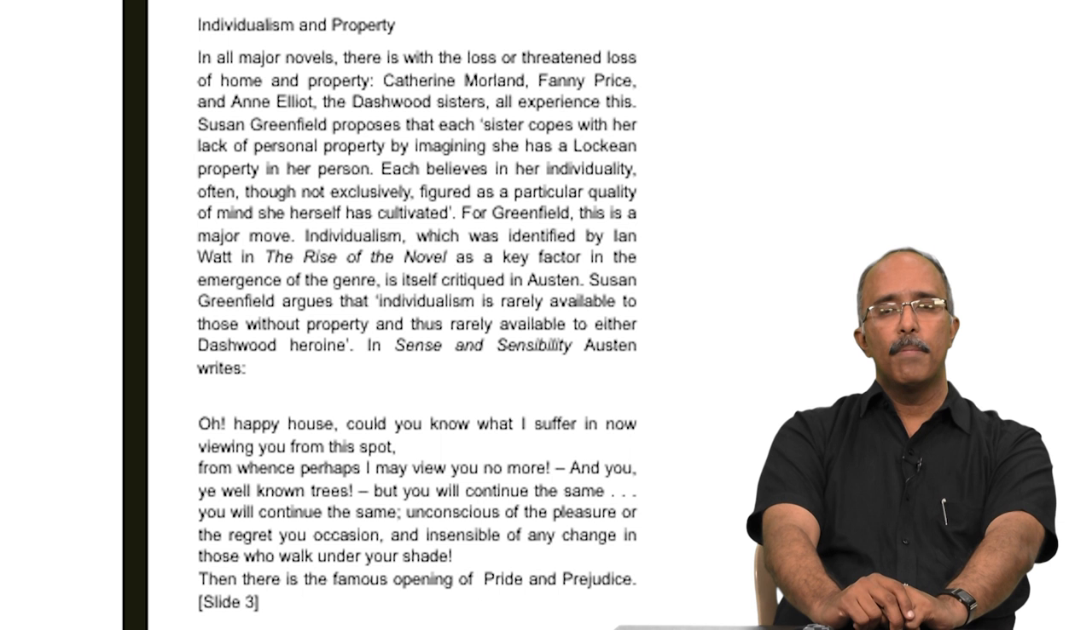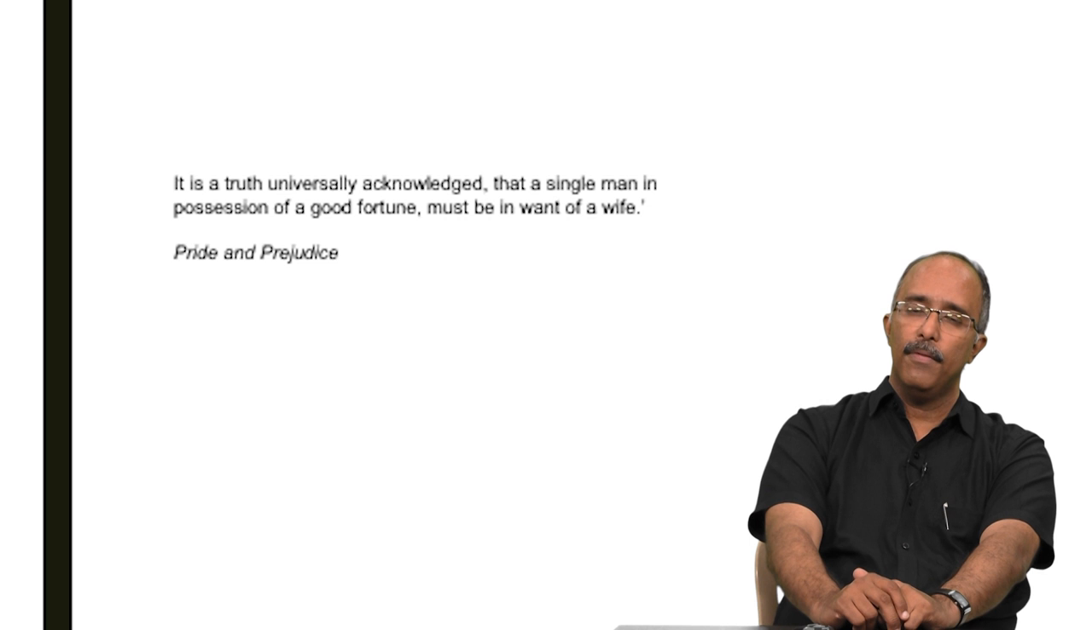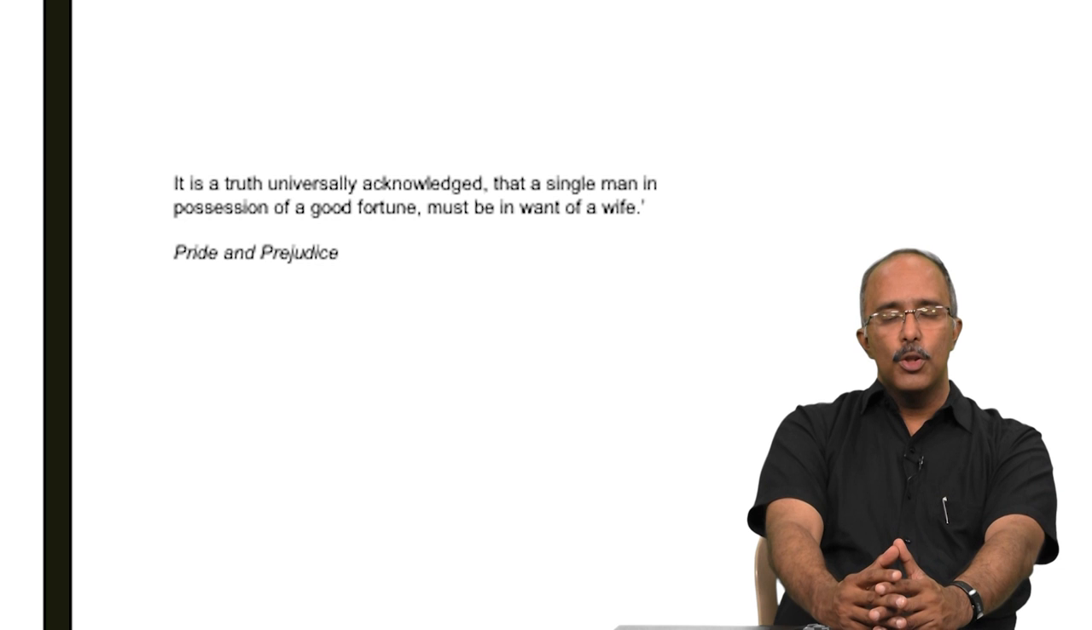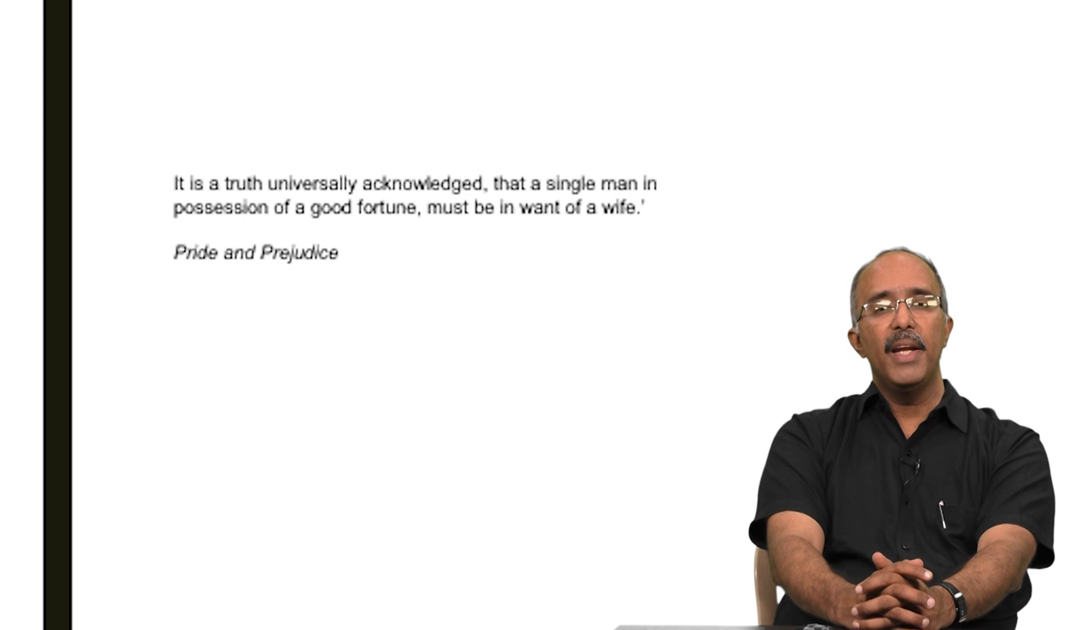It is a truth universally acknowledged that a single woman in possession of a good fortune must be in want of a wife. What does this mean? It's a truth universally acknowledged that a single man in possession of a good fortune must be in want of a wife. For the human male to be fully developed as an individual, you require two kinds of property: the property embodied in the land and the property embodied in the wife.